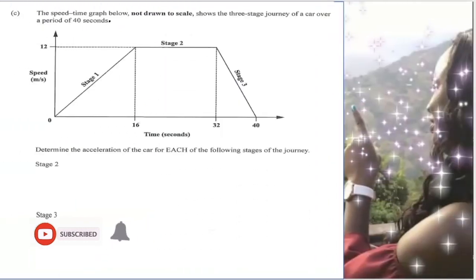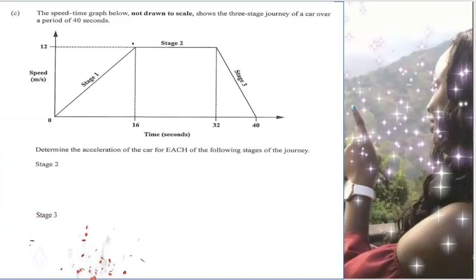Now the speed time graph below, not drawn to scale, shows the 3-stage journey of a car over a period of 40 seconds. Now, looking at this, we have stage 1, stage 2, stage 3. On the x-axis, it's in terms of seconds, while the y-axis is meters per second. Here we're going to determine the acceleration of the car for each of the following stages of the journey.